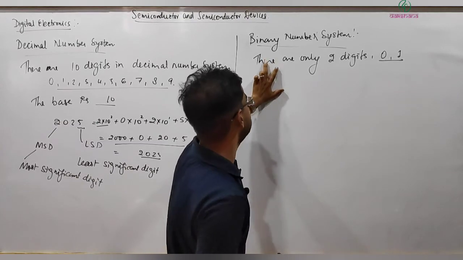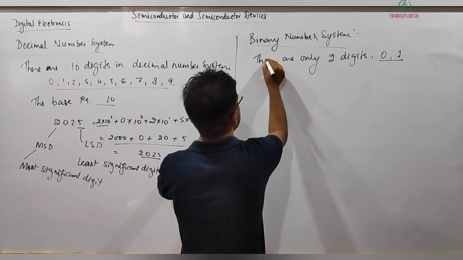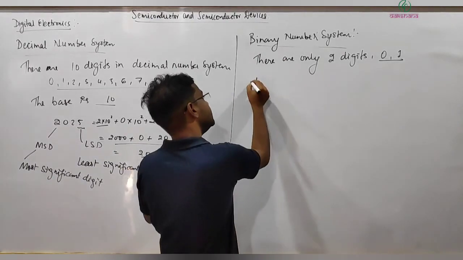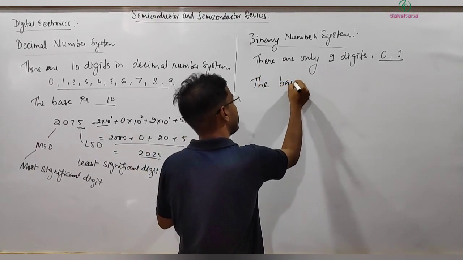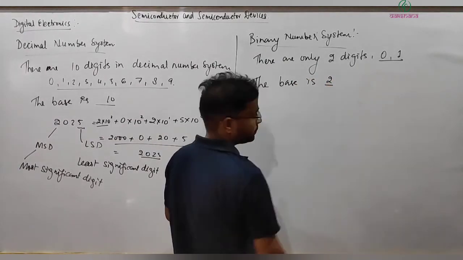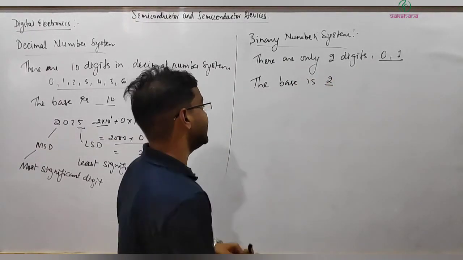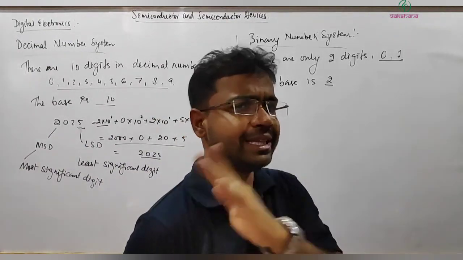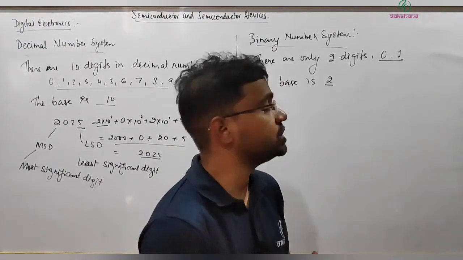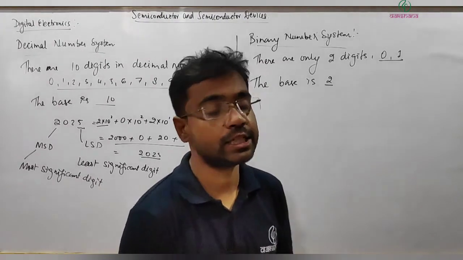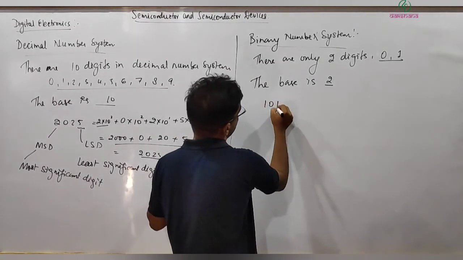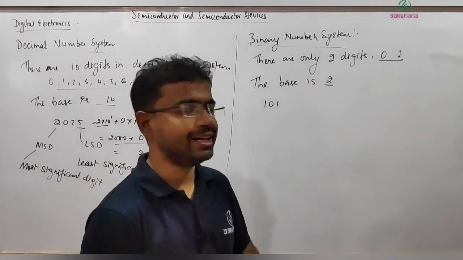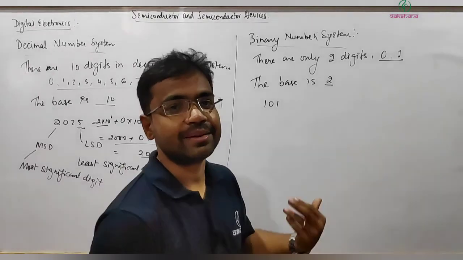So here the first thing is there are only 2 digits, and the base in the case of the binary number system is also 2. Whatever number you write in the binary number system, all numbers will be in terms of 0 and 1. There will be no other digit. Like I can write 101. It's not one hundred one; this is something else actually.